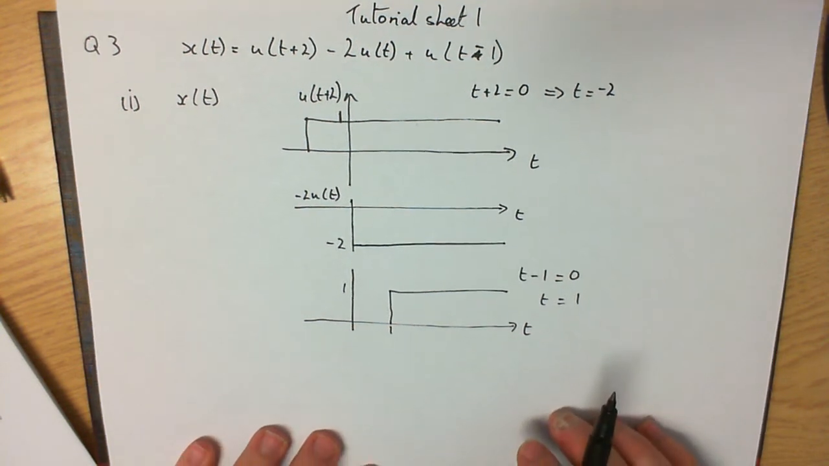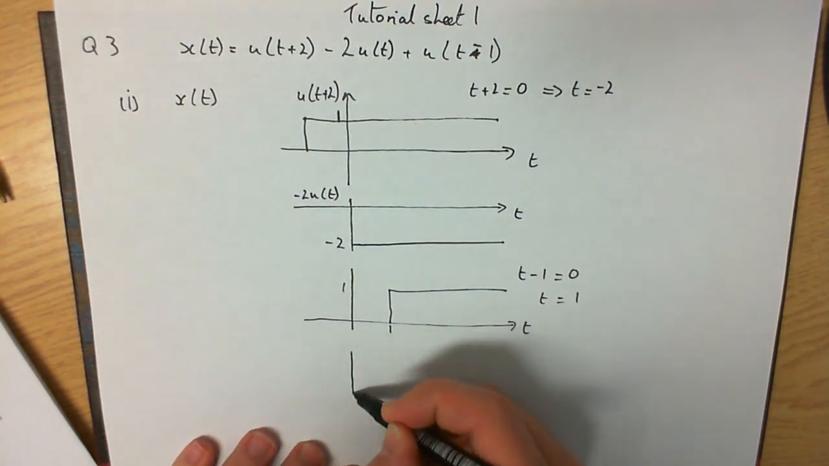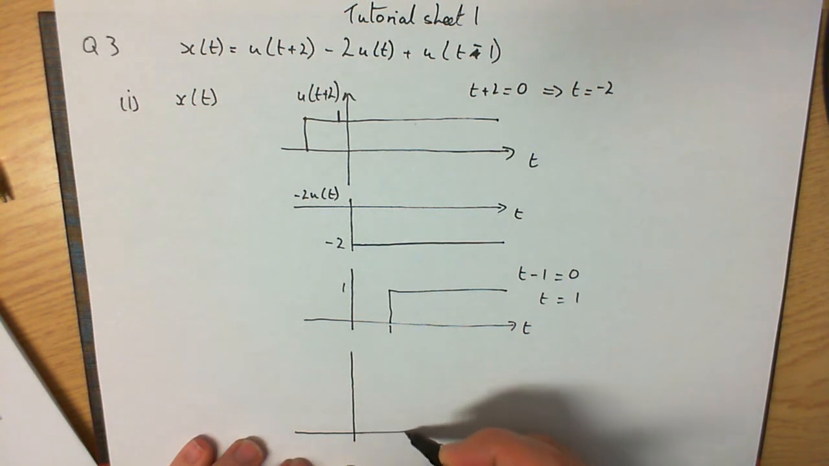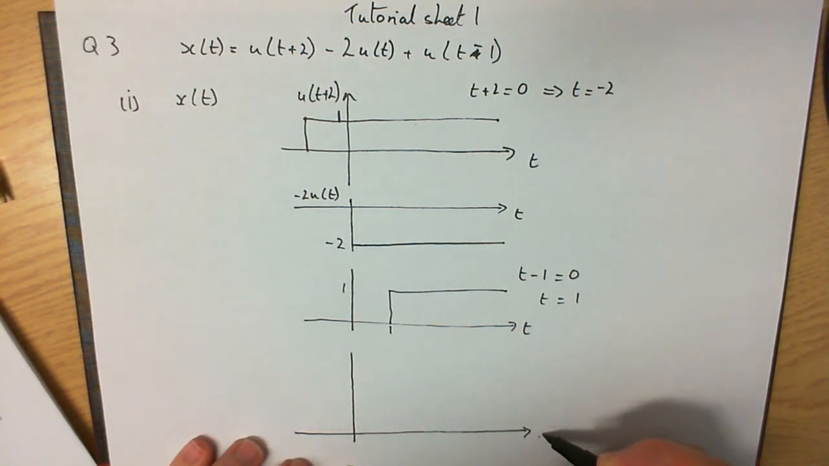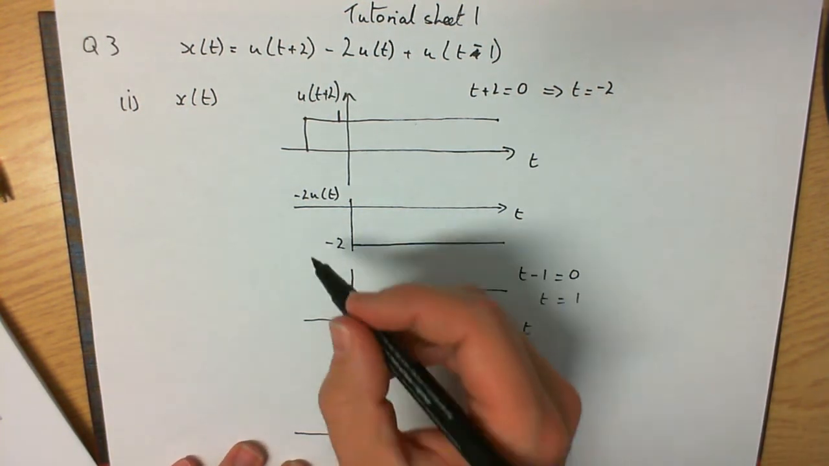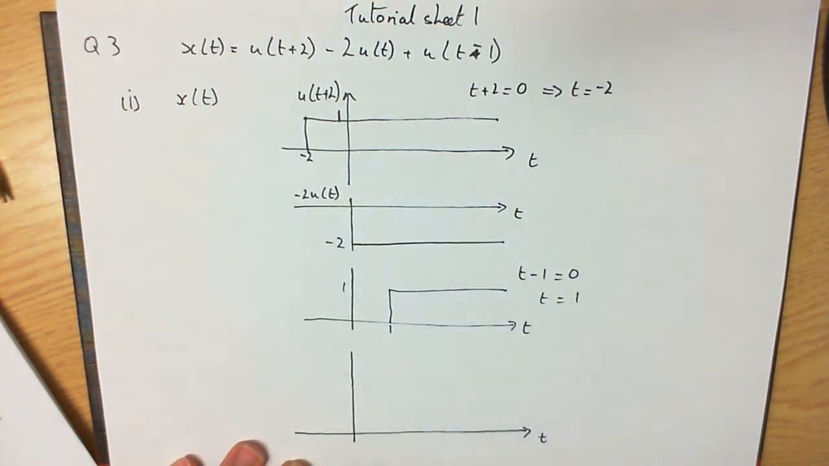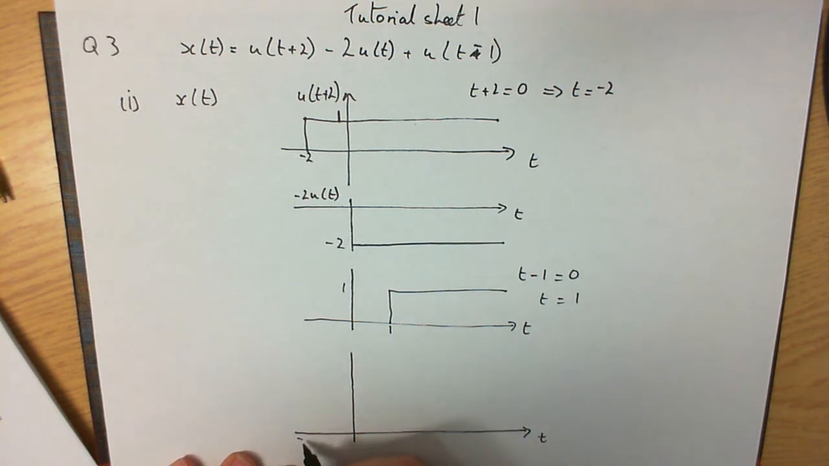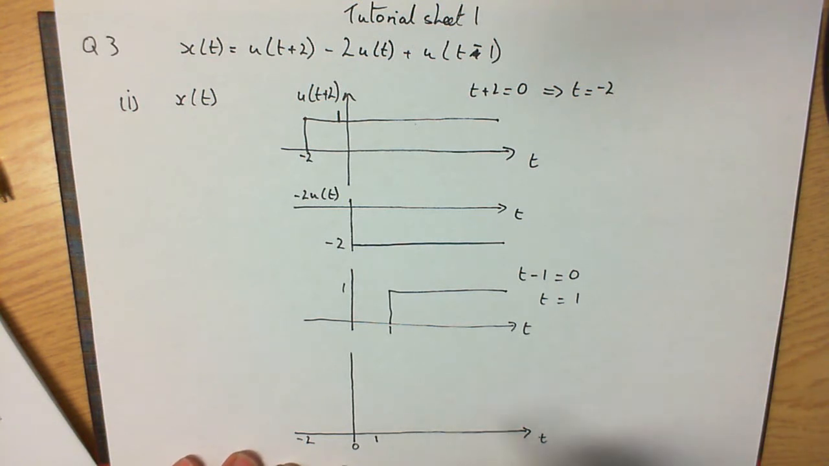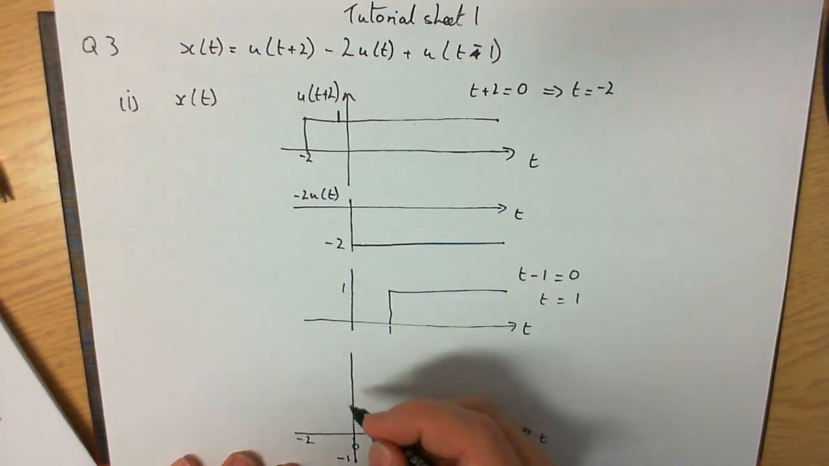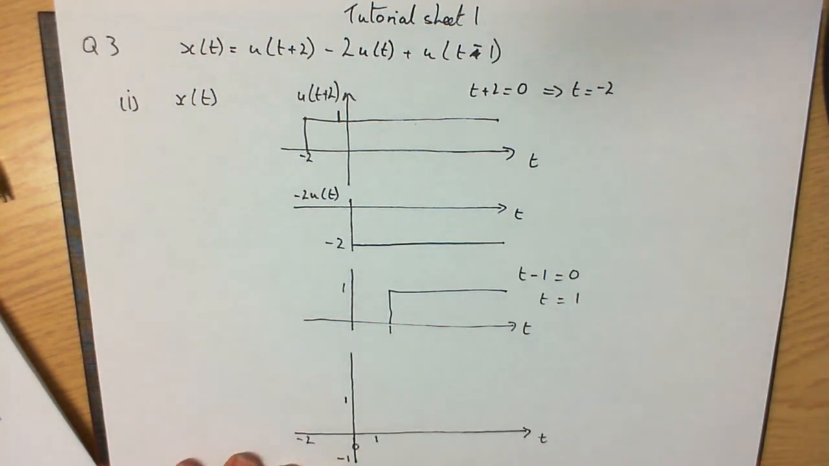So to cope with the whole thing, we need to draw a final graph. I should have labelled this, it should be minus 2. So we're going to need to go from minus 2, 0, 1. Those are the important parts of the graph. And we're also going to need to come down to minus 1 as well, and plus 1 on this side.